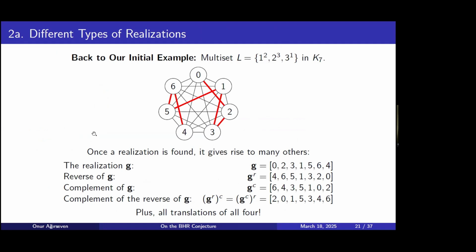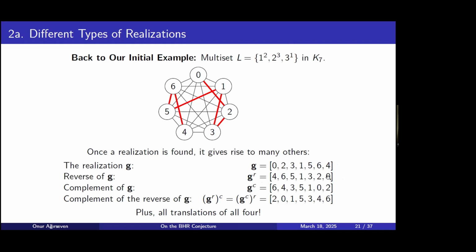So one of the reasons why anyone who has worked on the problem, although it's very hard to make headway into it, thinks that the conjecture should be true is because once you find a realization, it actually gives rise to many others. If you have a path that you achieve using your multiset, then you can manipulate this very easily. One thing is you can do it in reverse. So instead of starting from 0 and finding yourself at the end at 4, start from 4 and find yourself at the end at 0.